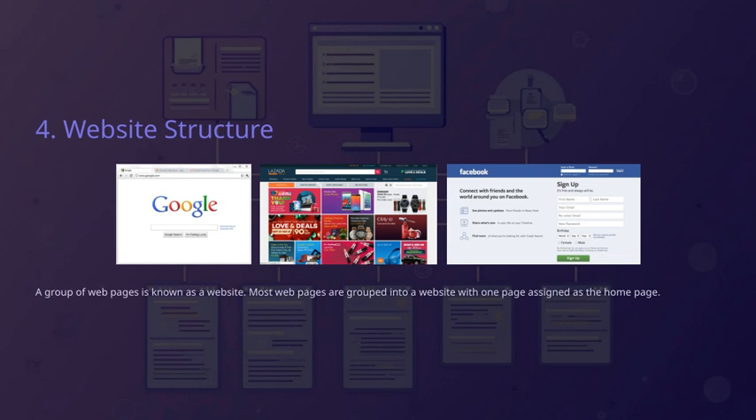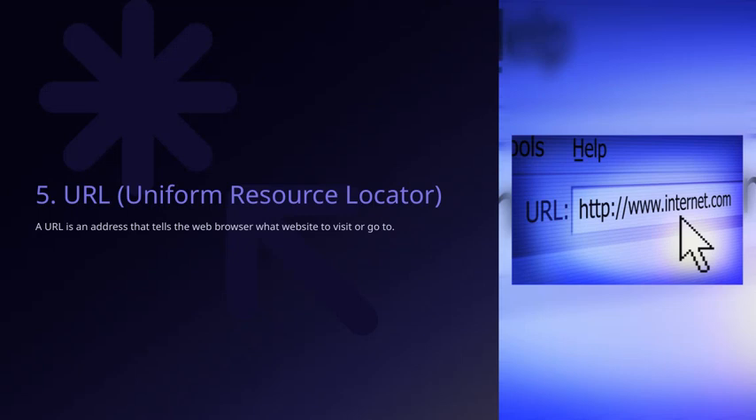online experiences. Now, let's talk about URLs, or Uniform Resource Locators. A URL is basically the address that tells your web browser exactly where to find a website. Think of it like the address on a letter. Without it, the browser wouldn't know where to go. When you type in a URL, you're giving your browser specific instructions to visit a particular web page.